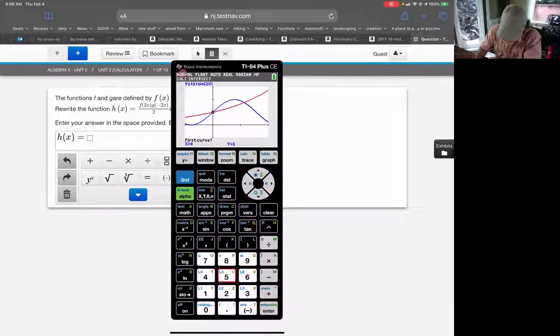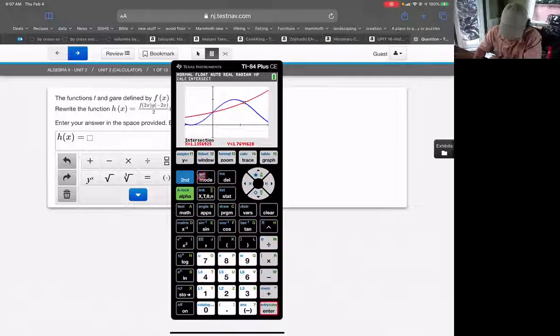So I want to do second calc intersect, so 5. Is my first curve the blue one? Yes, enter. Is my second curve the red one? Yes, enter. I'm going to guess. To me, it looks like 1 point something, so I'm going to guess 1. I hit 1 and enter, and it comes out to be that number there. I'm going to store that number.